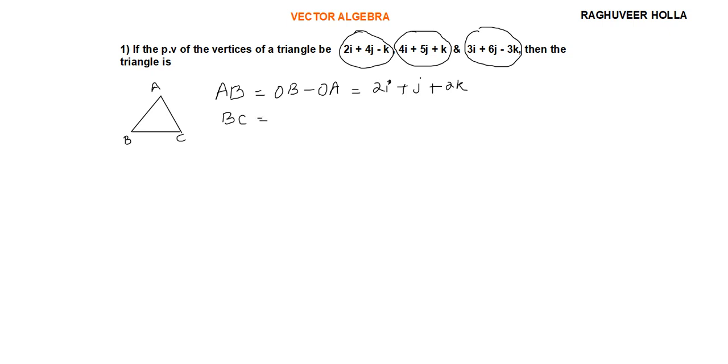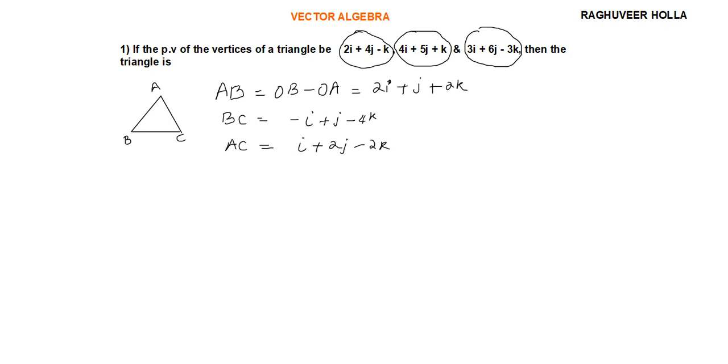So BC is equal to OC minus OB. So let us find that. So that is minus i, fine, minus i, and we get plus j, and minus 4k. So this is what I get. Now let us find AC. AC would be OC minus OA, so that would be i plus 2j and minus 2k.